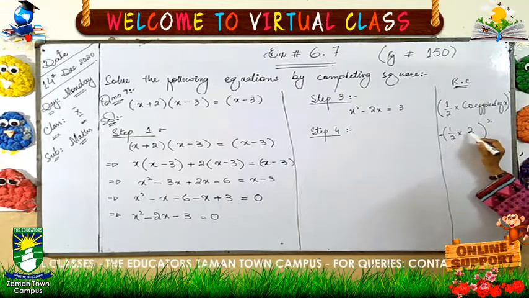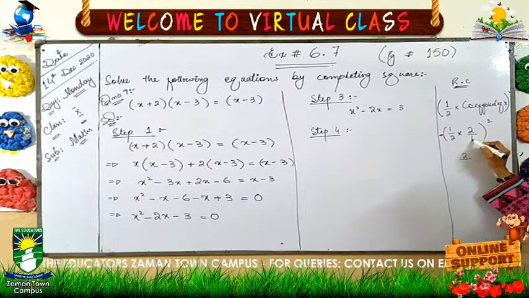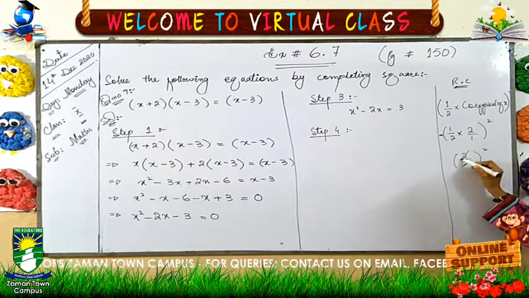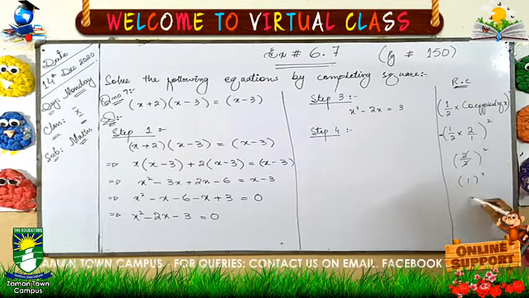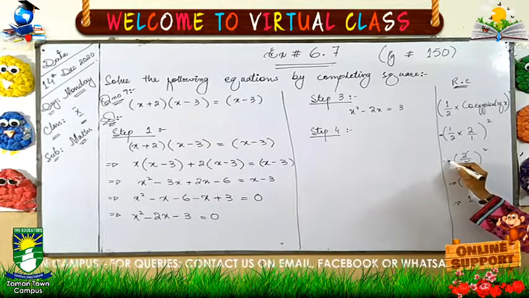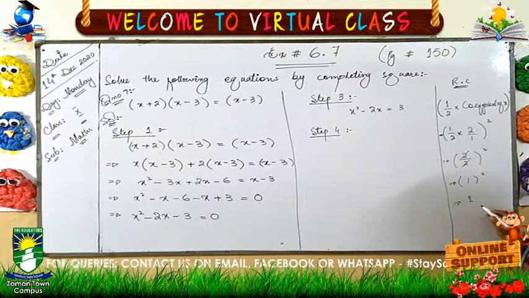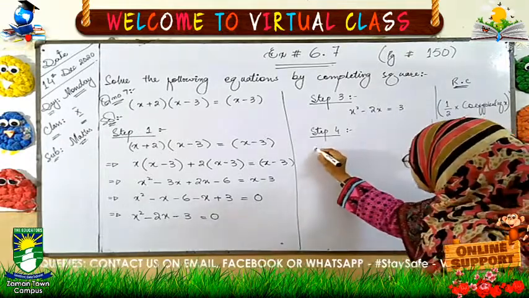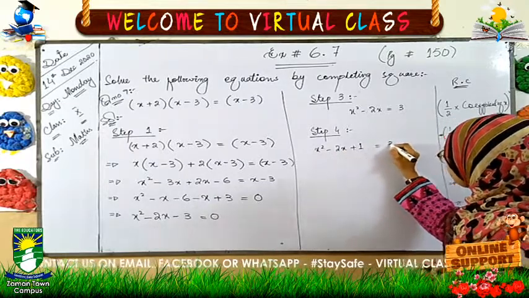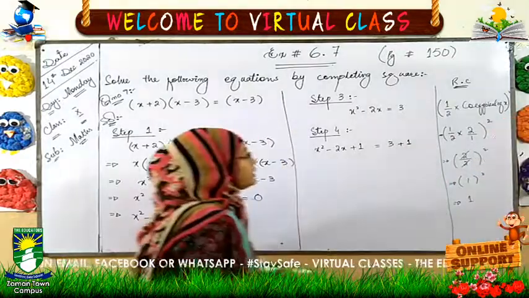We can see 2 multiply 1 over 2, 2 upon 2. What is the denominator here? It is 1. 2 ones are 2, taking square. But 2 by 2 will be cancelled. What do we get? 1. 1 square means 1. After multiplication of these two, we are getting 1. So what we have to do? x square minus 2x plus 1 is equals to 3 plus 1. Add this value to both sides of the equality.